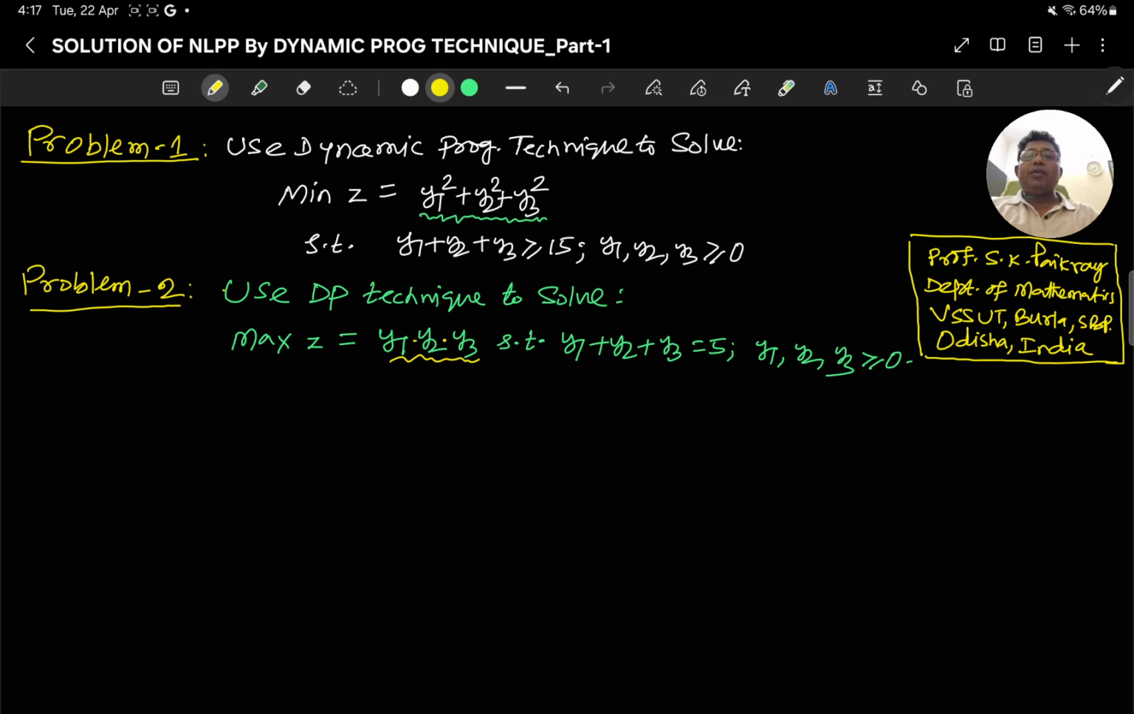Problem number 1: use the dynamic programming technique to solve: minimize z = y1 square plus y2 square plus y3 square, subject to y1 plus y2 plus y3 greater than or equal to 15, and y1, y2, y3 non-negative. And the second problem: maximize the product y1 y2 y3 subject to the constraints y1 plus y2 plus y3 equal to 5, and y1, y2, y3 non-negative, as per the usual practice.